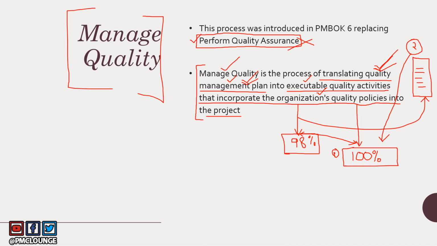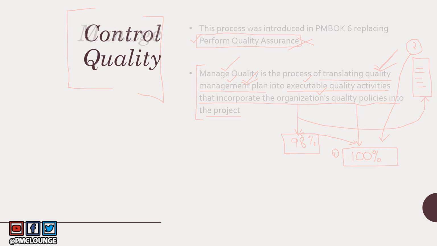Again, a very important process, part of the execution process group, and it definitely demands that you pay attention to this process. Let's move on to the last process. Control quality is the final process. It is in the monitoring and controlling process group.